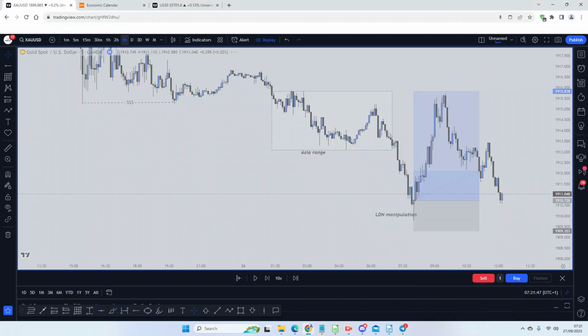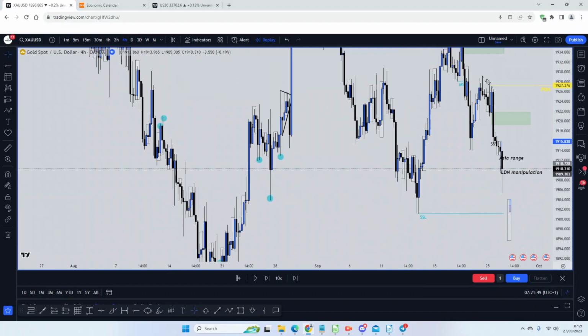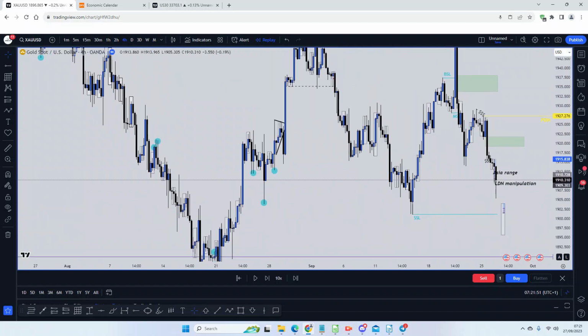If we go and have a look first and foremost on the higher time frames, what we can identify is the market was overextended to the downside. We have a bearish impulsive move. Now, after a bearish impulsive wave, we expect a retracement wave.